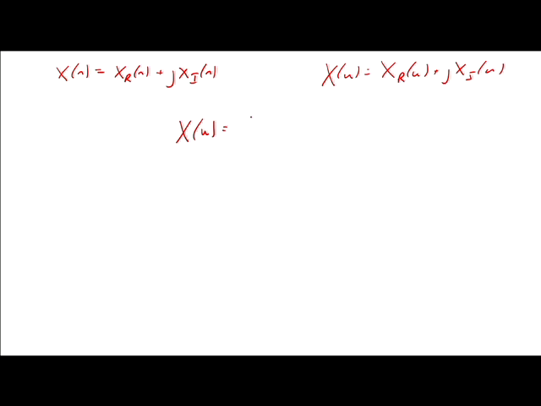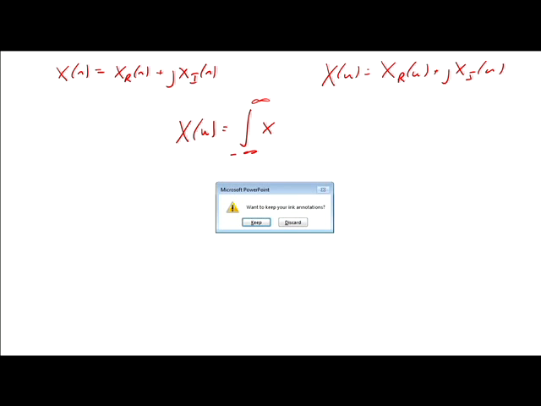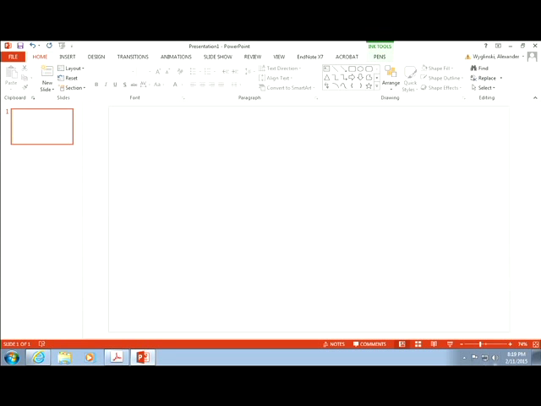Okay, so from minus infinity to infinity, x. No, I messed up. Let's try again. So we had those two. I'm not going to rewrite those. But if we had this X of omega, what is this equal to? That's right. E to the minus j omega n, correct?